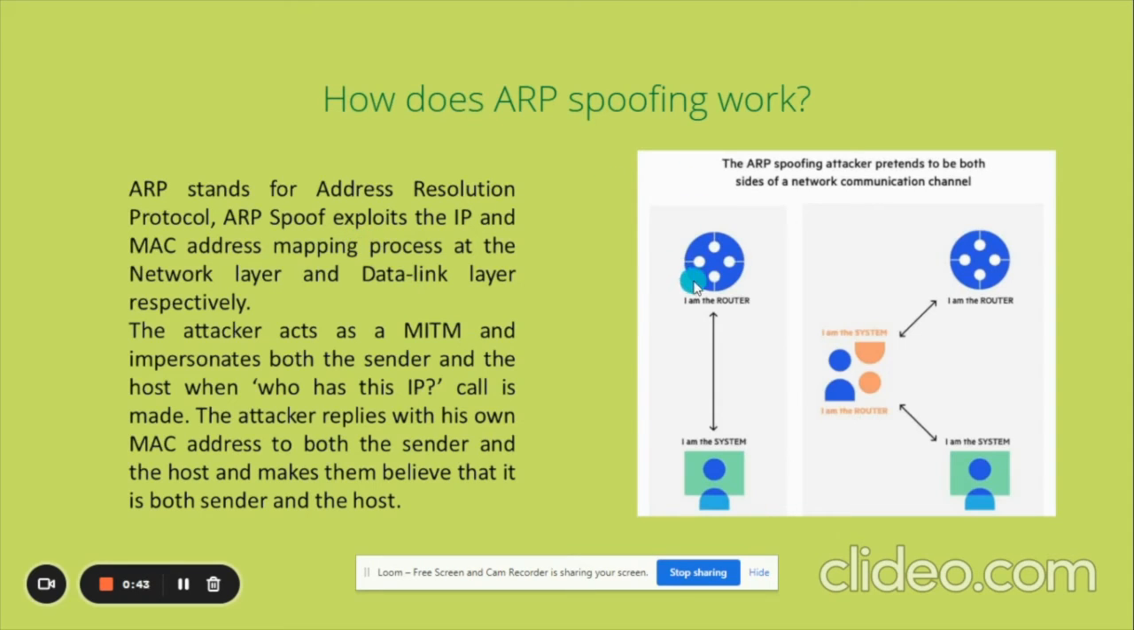Now, looking at the diagram, we can see that initially there are only the router and the system present in the network, and the communication is happening between them. But after the attacker implants itself in the middle, the attacker can listen to what the router is sending and what the system is receiving, and thus divert the traffic toward itself and gain access to the data that flows between the router and the system. So this is how ARP spoofing works. Now moving on to the defense system that I have designed.